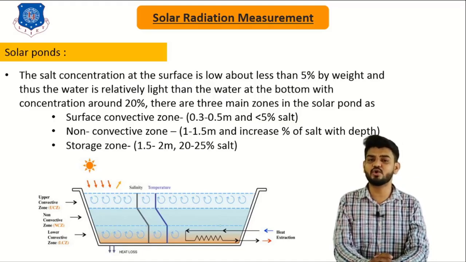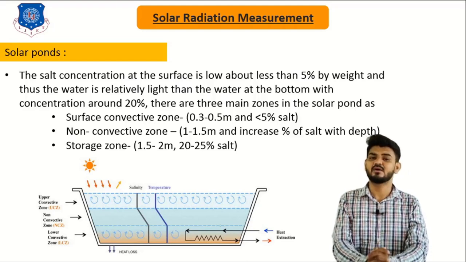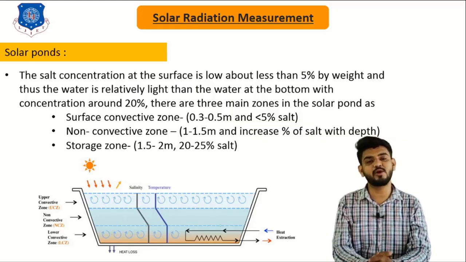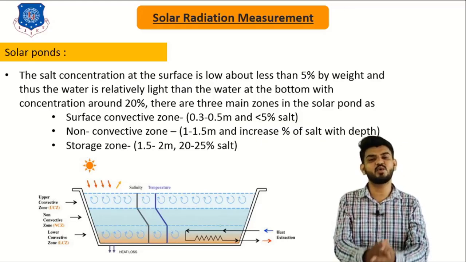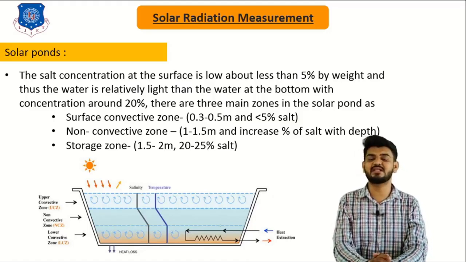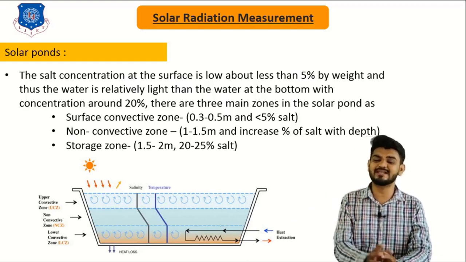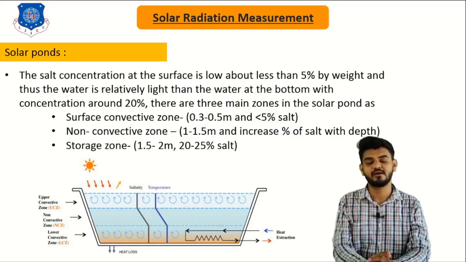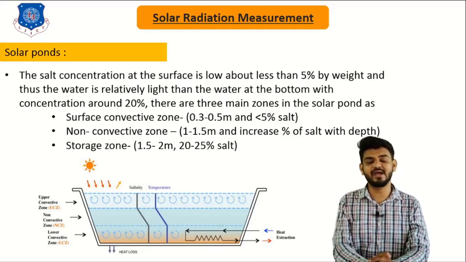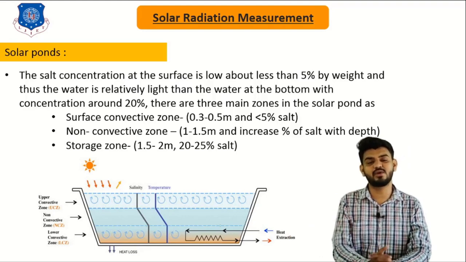And the last zone is known as the storage or convective zone, which has a thickness of around 0.3 to 0.5 meter, and its depth is around 1.5 to 2 meter. Its concentration is the highest, in the range of 20 to 25%. So here in the image you can see the typical diagram of a solar pond, which basically has three layers. The upper layer is known as the convective layer, the second layer is the non-convective layer, and lastly we have the storage layer.